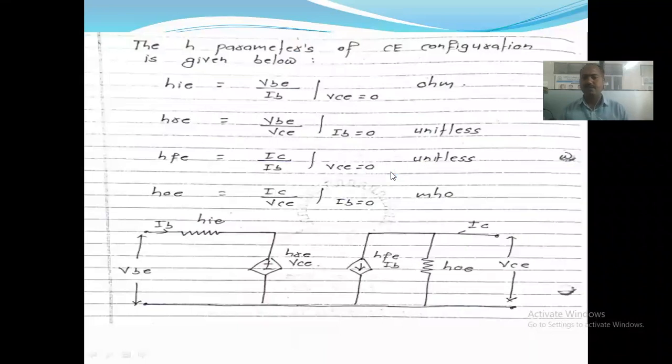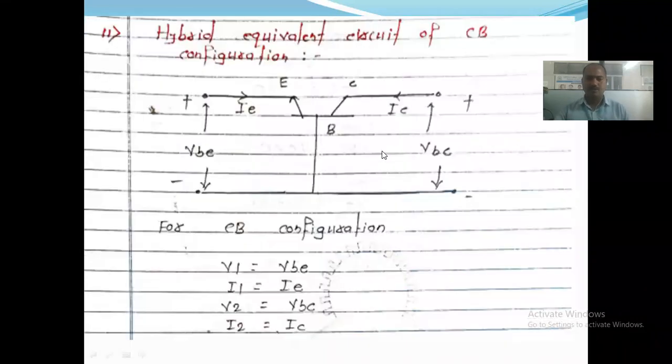So we have seen the things with respect to common base configuration, right? Common base indicates that there are three terminals of the transistor: emitter, base, collector. In this case, your base terminal is common with respect to input as well as output. That's why it is called common base, means base is in common with respect to input and output. Here is the transistor: emitter, base, collector. In this diagram, the base terminal is common to input as well as output.